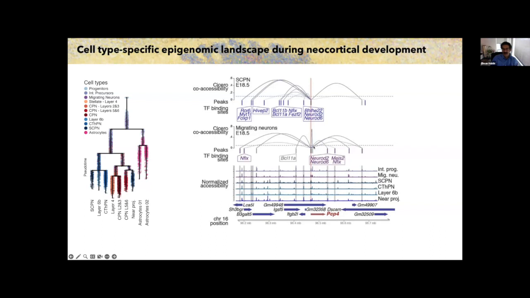And we identified these distal elements at E13, E15, and E18, suggesting that cell type specific enhancers are present during this transition, and they are occupied by different transcription factors over time. For instance, in subcerebral projection neurons, we know that this is occupied by FEZF2 and BCL11B, and in earlier stages, we see that this is, for instance, only by BCL11B.